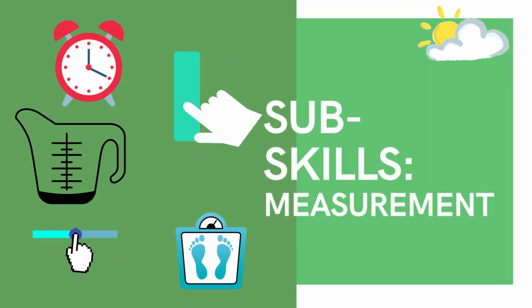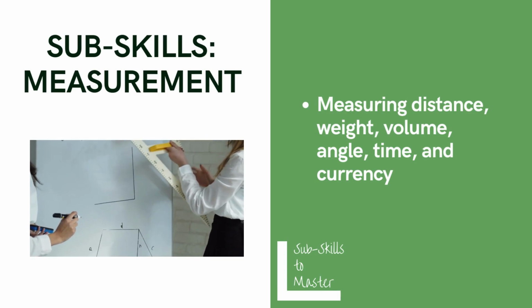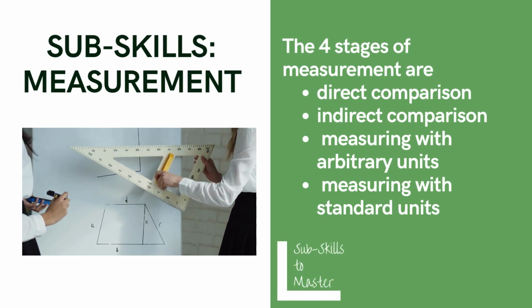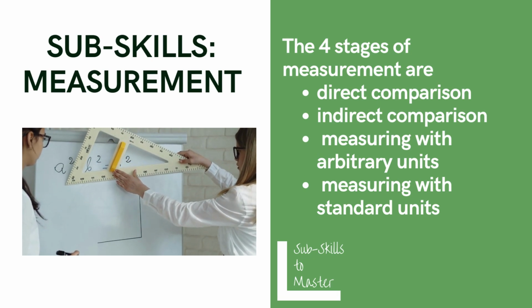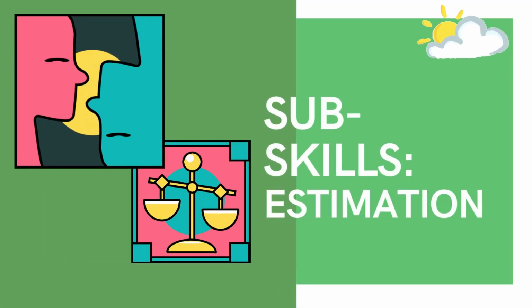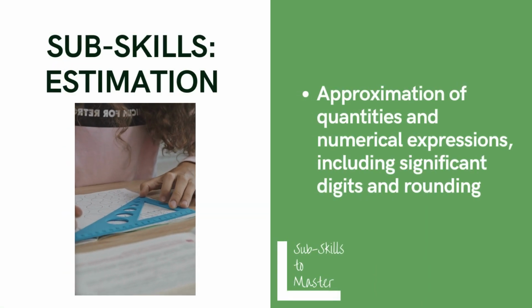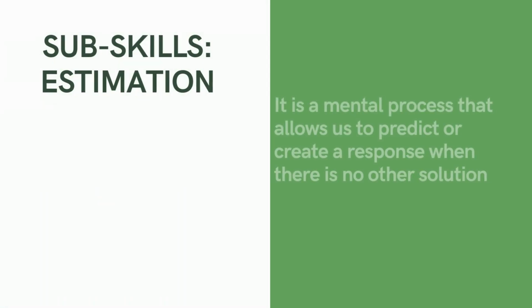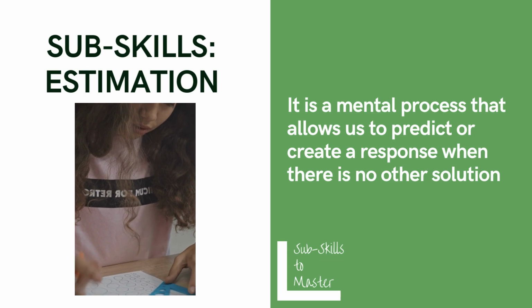Sub-skills under measurement are measuring distance, weight, volume, angle, time, and currency. The 4 stages of measurement are direct comparison, indirect comparison, measuring with arbitrary or non-standard units, and measuring with standard units. Sub-skills under estimation are approximation of quantities and numerical expressions, including significant digits and rounding. It's a mental process that allows us to predict or create a response when there is no other solution.